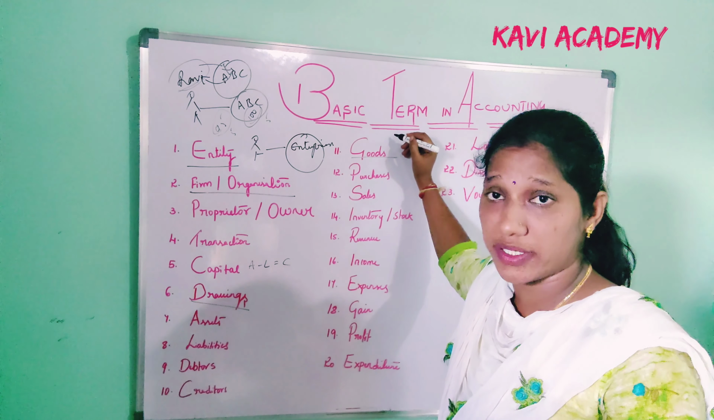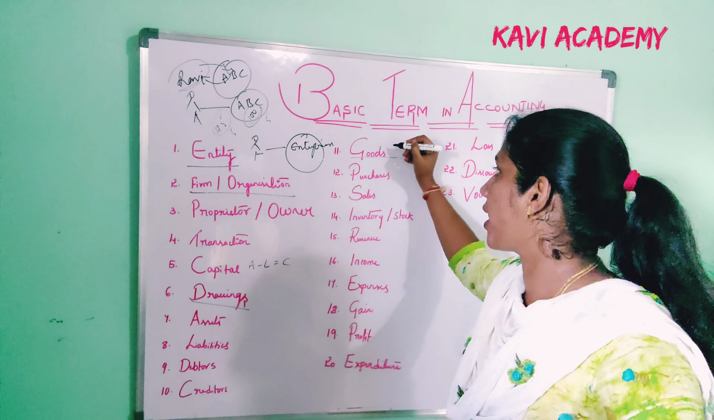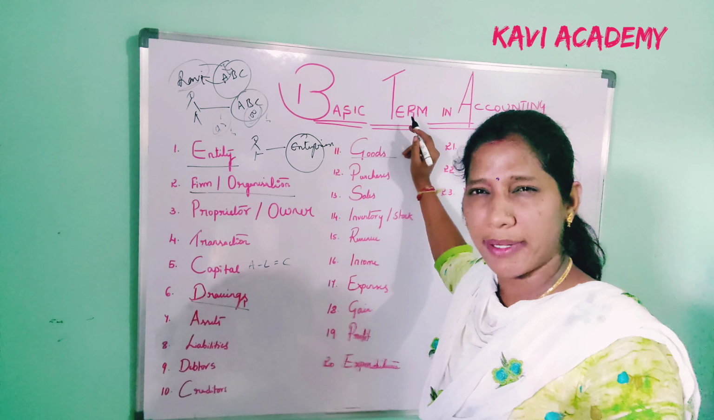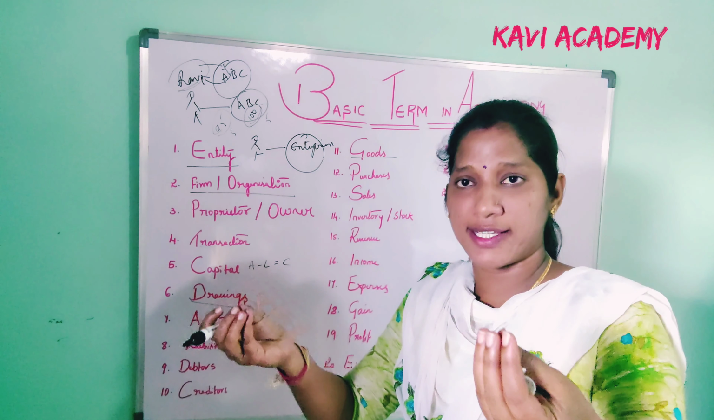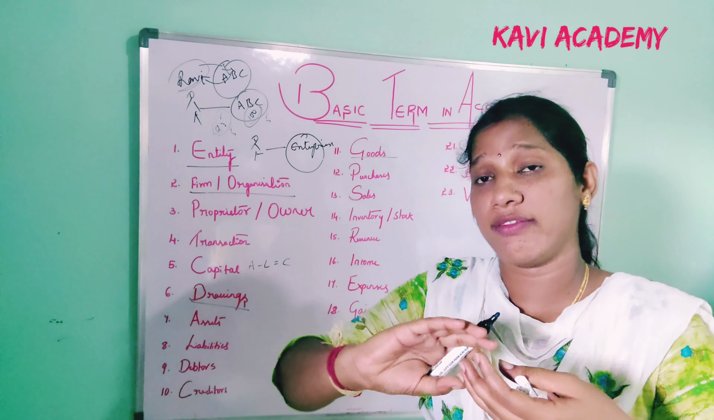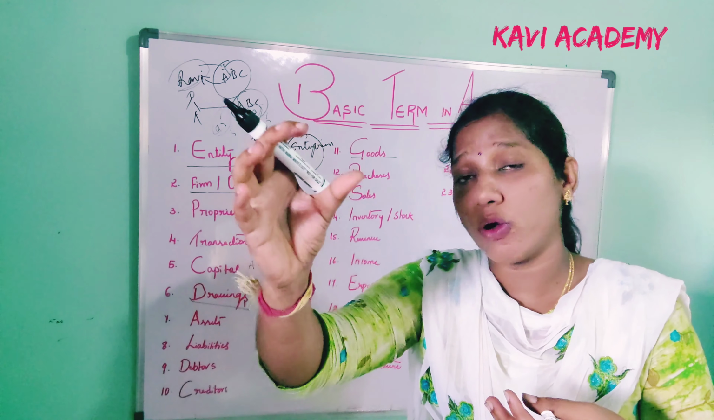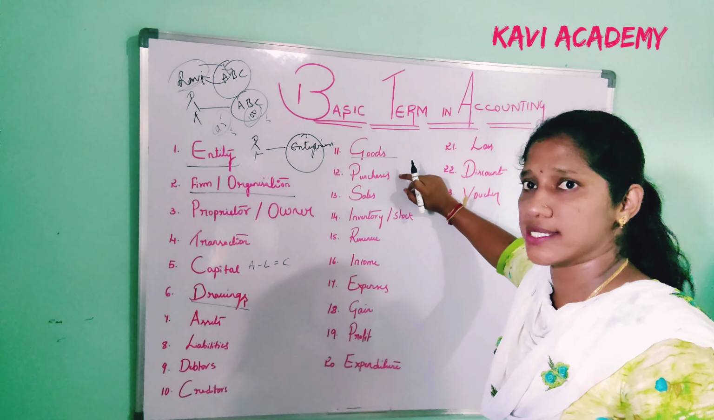Goods means a commodity that we can resell. Example: pens, erasers, like stationery things. All the stationery things, we cannot resell again, right? But all such things are known as goods. Now come to purchases.